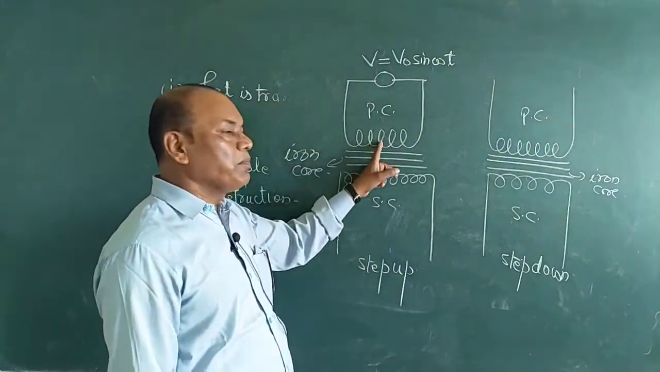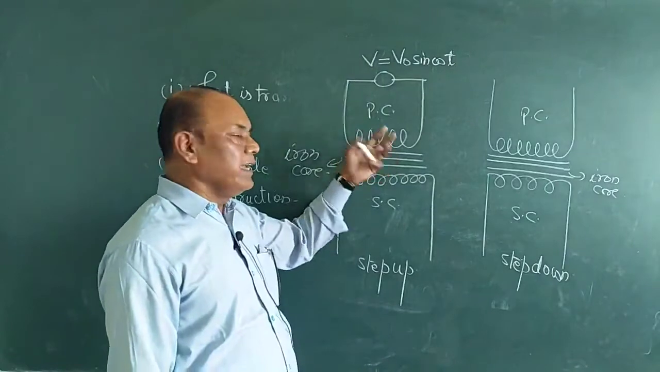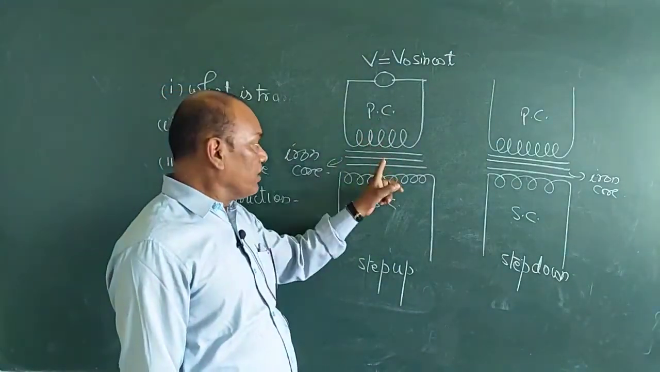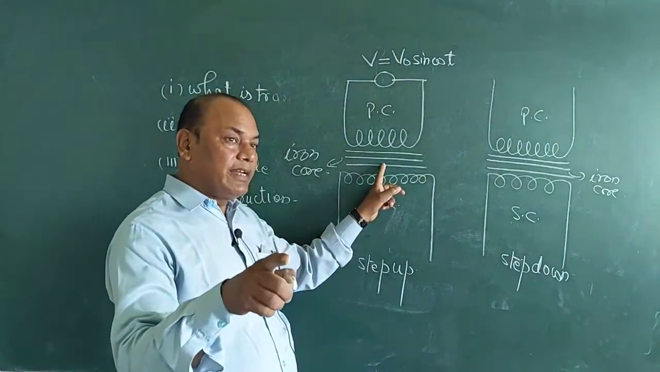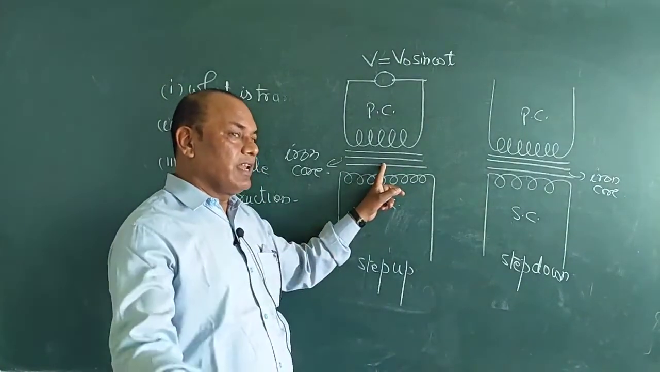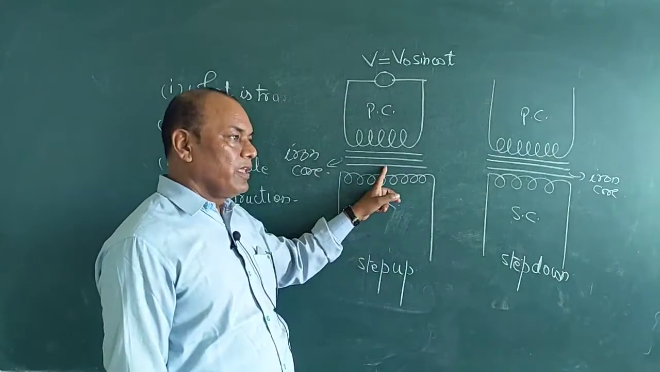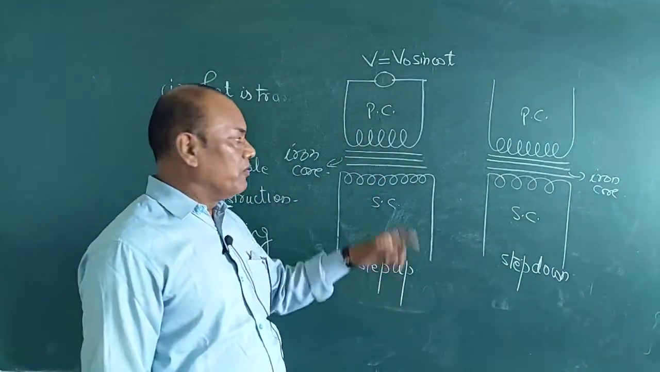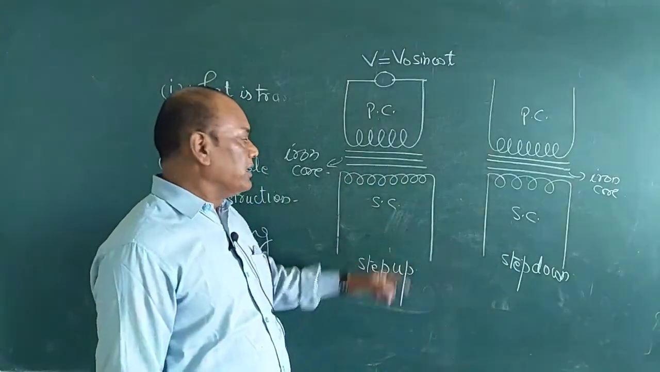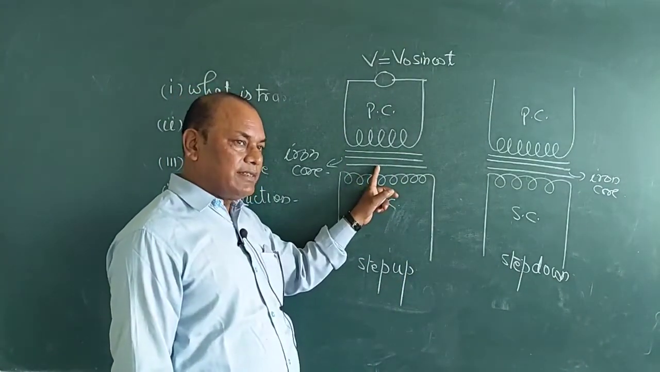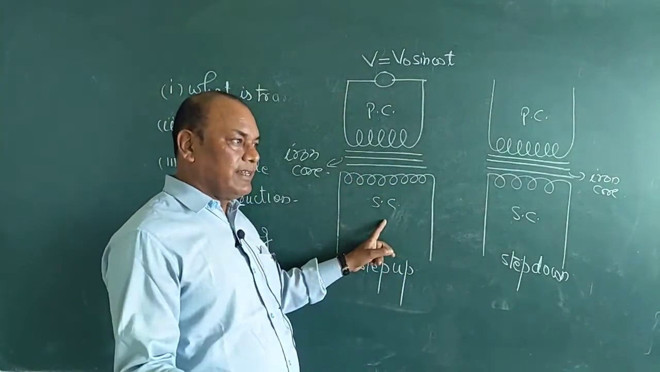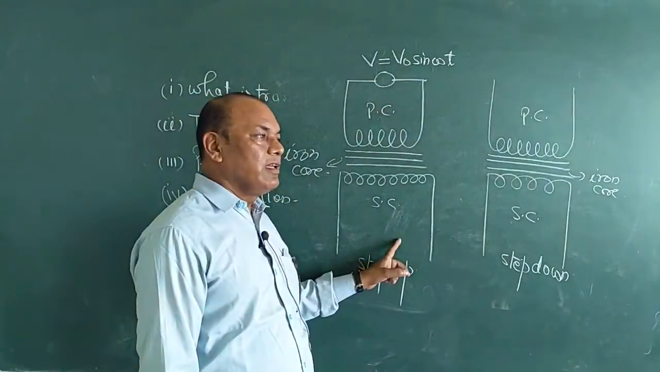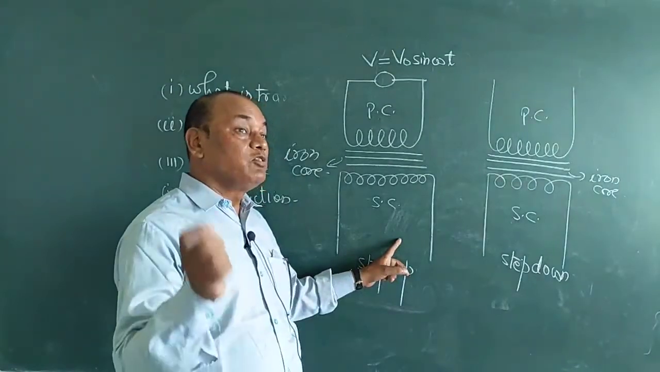Now here in the primary coil, we supply electrical energy, and this electrical energy is converted into magnetic energy in the form of magnetic field lines in the iron core, and then this iron core will transfer this magnetic energy into electrical energy in the secondary coil, because in the secondary coil there is a production of induced EMF.